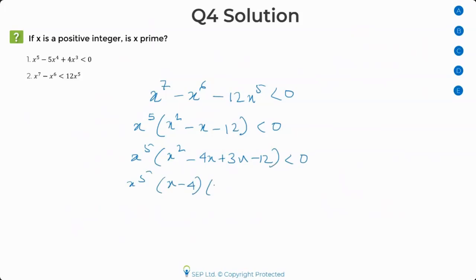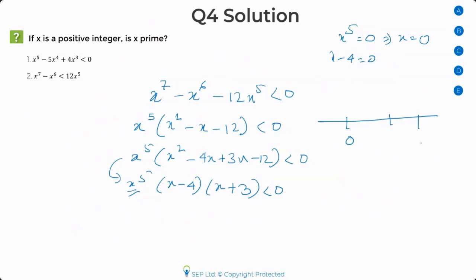Again, I skipped one step here, but I hope that's okay. Once again, you'll mark your 0 points. X to the power 5 equal to 0 means x equal to 0. Again, I'll write this down so that there's no scope for confusion. The second 0 point is x equal to 4. And the third 0 point is x equal to minus 3. Once again, I'll do plus, minus, plus, minus. The range that I'm getting here is x less than 4, and x less than minus 3. Once again, I know it's a positive integer, so I'll discard this case. I'll say, hey, this case is not valid. The only thing is this.